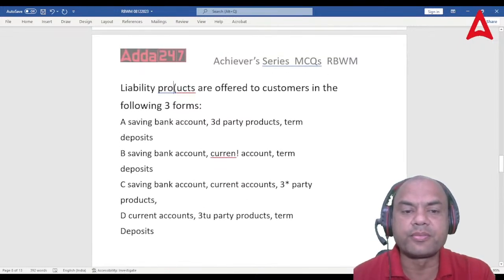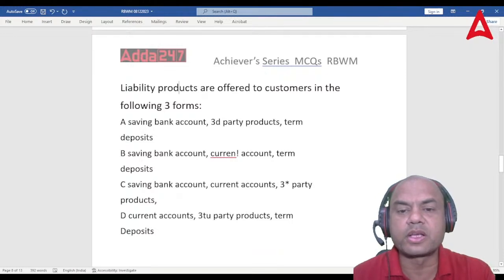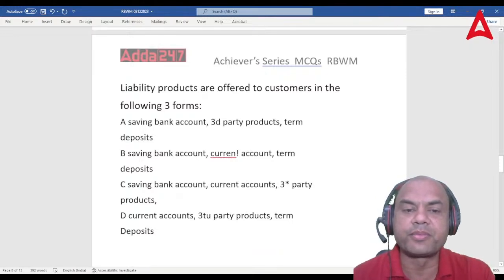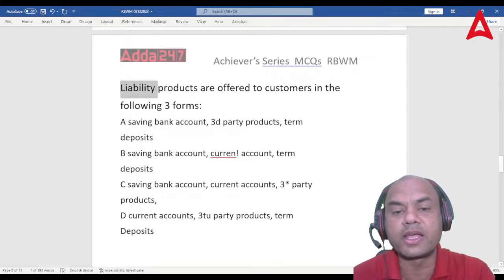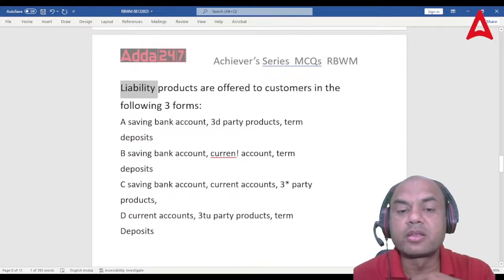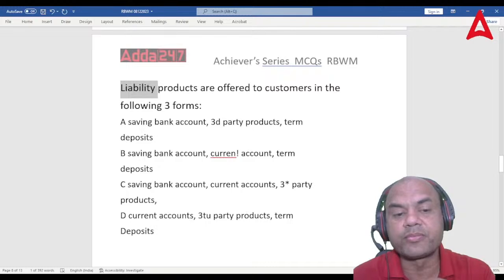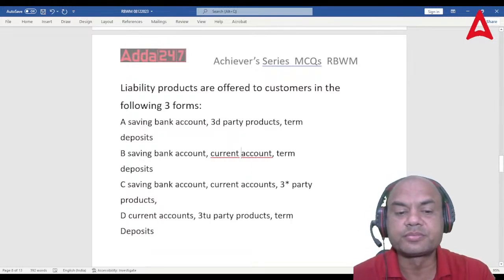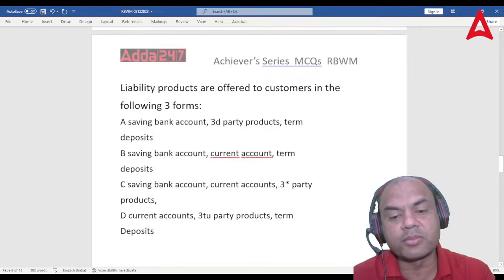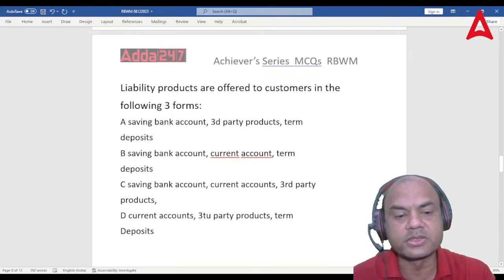Liability products are offered to the customers in the following three forms. So liability means what? Deposit. So deposits are offered in what form? Savings account, third party products meaning insurance, mutual fund, term deposits. Second: savings account, current account, and term deposit. Third: savings account, current account, third party product. Fourth: current account, third party products, and term deposits. So what should be the answer?